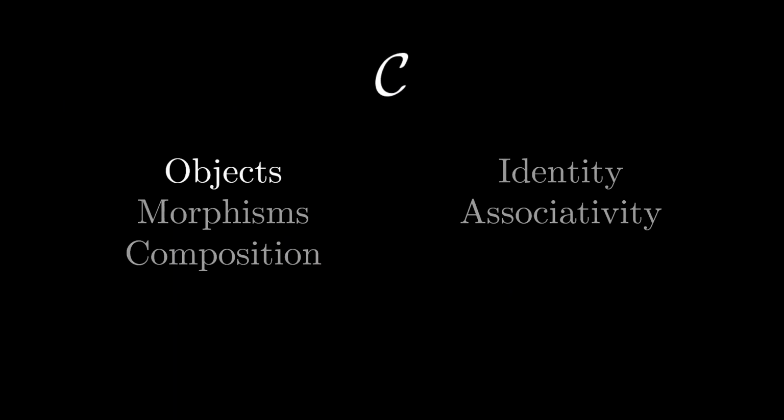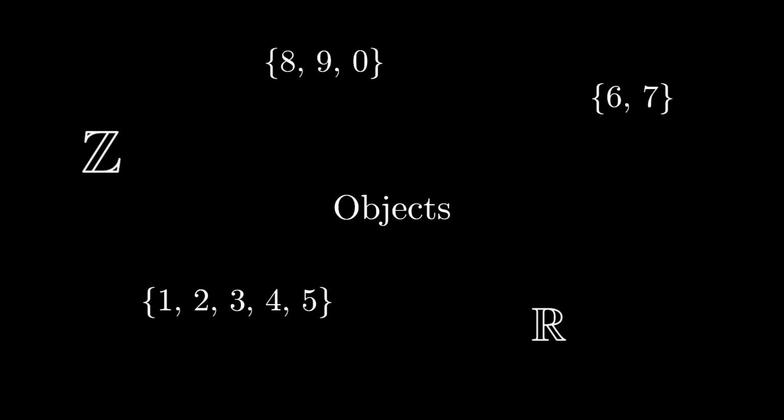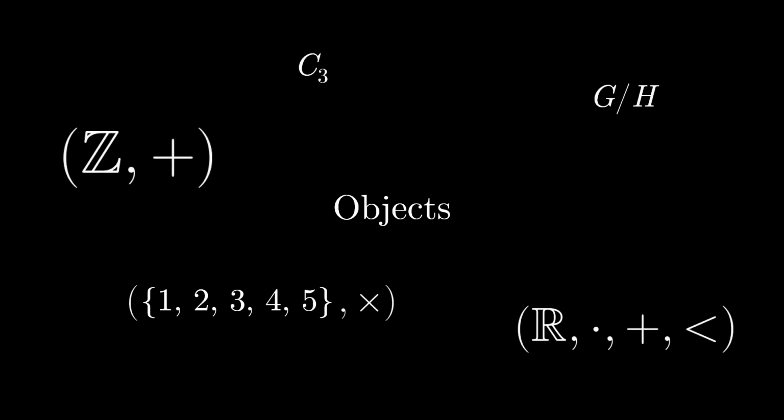We begin with objects. An object can be really anything we want, but we often work with mathematical objects, such as numbers, or sets of numbers, often with additional structure on top, like groups or fields. The collection of objects in the category C forms a class called the object class of C.